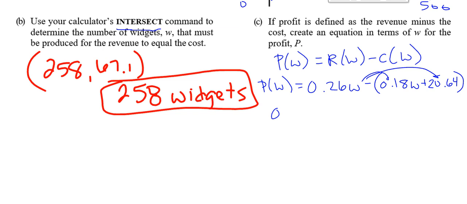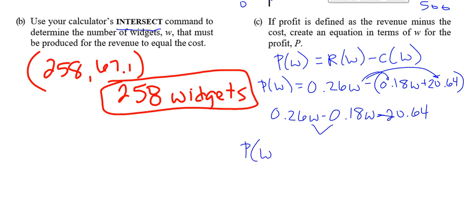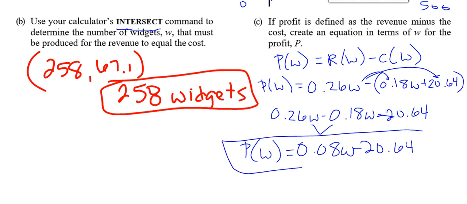So I'm going to have 0.26W minus 0.18W minus 20.64. That's a minus right there. Then when I combine like terms, my profit equation is going to be 0.08W minus 20.64. There's your answer.